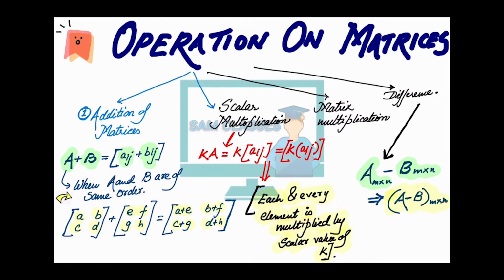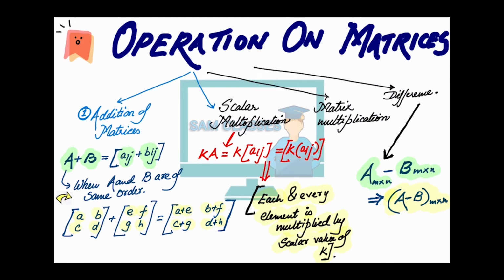Now, coming to the next part, the scalar multiplication. In scalar multiplication, if you are multiplying a matrix with some scalar quantity K, then that scalar quantity is multiplied to each and every element. A lot of simple questions came in KCET, a lot of times. So students, don't get confused, because in determinants it is a different thing, and in matrices it is a different thing.